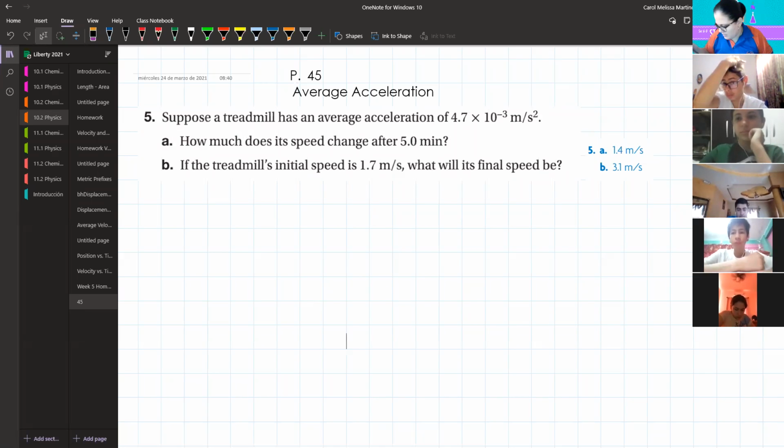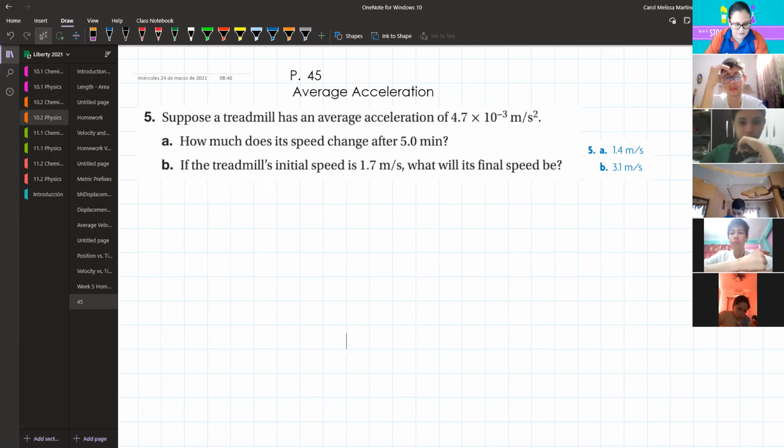Suppose a treadmill has an average acceleration of 4.7 times 10 to the negative third power meters per second squared. How much does its speed change after 5 minutes? And if the treadmill's initial speed is 1.7 meters per second, what will its final speed be?